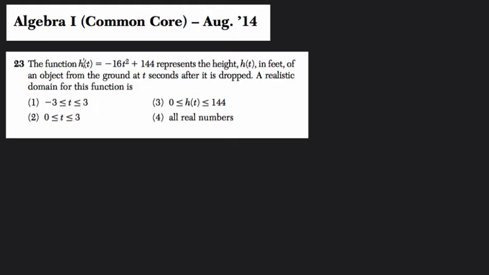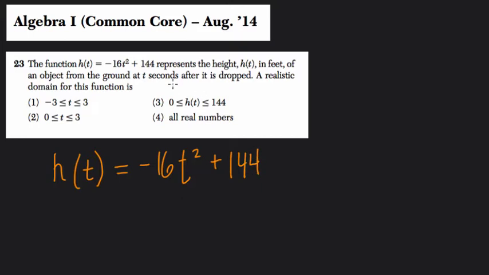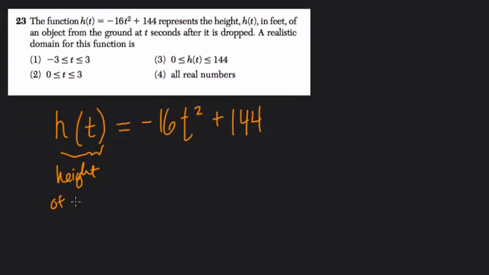It says the function h of t. So right away, I'm wondering, is this a function about height, h, as a function of t, time? Let's find out. It says h of t equals negative 16 t squared, I curve my t's so I don't confuse it with the plus sign, plus 144. And here it says this represents the height, h of t. So this is going to tell us our height in feet as an object from the ground at t seconds after it's dropped. So it's the height of an object.